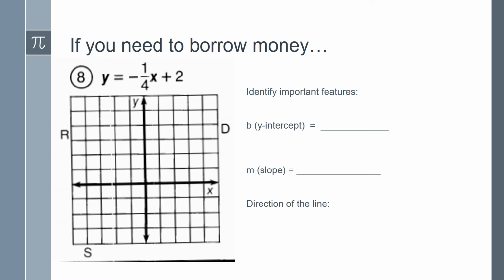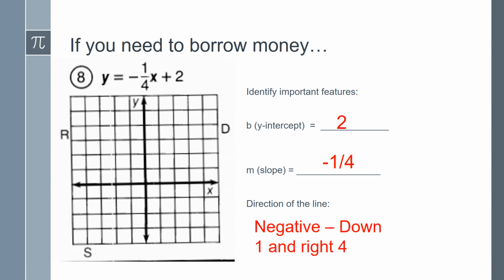All right, so our important features: our y-intercept is 2. Our slope is -1/4. And the direction of that line is negative. I'm going down 1 and right 4. So I start by putting my first dot on the y-intercept at 2.